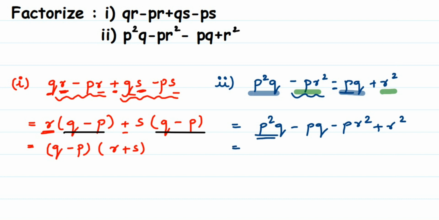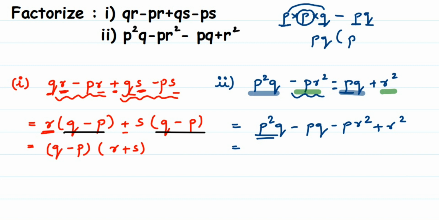If you see the first two terms here, we have p²q. I'm doing this separately. p²q means p into p into q, minus we have pq. pq means p into q. If you see here, one p is common and one q is common, so I can take out one pq outside. If I take out pq outside, from the first term only one p is left. Yeah, pq has been taken out, so one p is left.